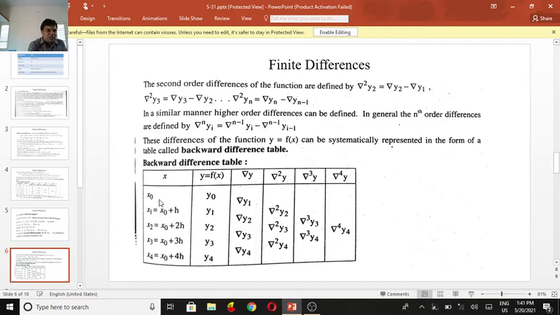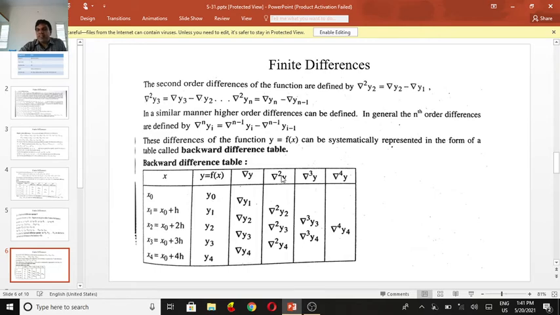X4 we can write x naught plus 4h, etc. So the entries should be y naught, y1, y2, y3, y4, etc. Take the first differences, delta y1. So y1 minus y naught, simply say delta y1. So y2 minus y1 we can write delta y2. y3 minus y2 we can write delta y3. y4 minus y3 we can write delta y4.